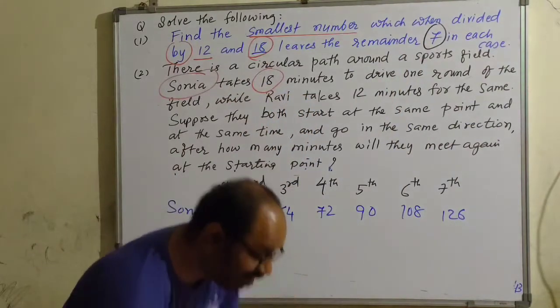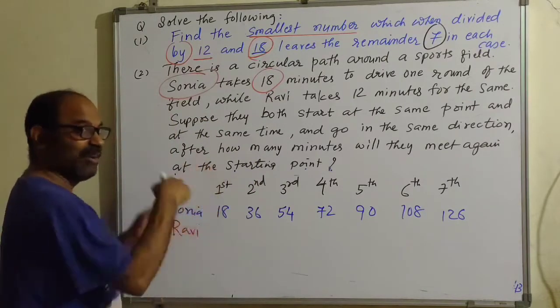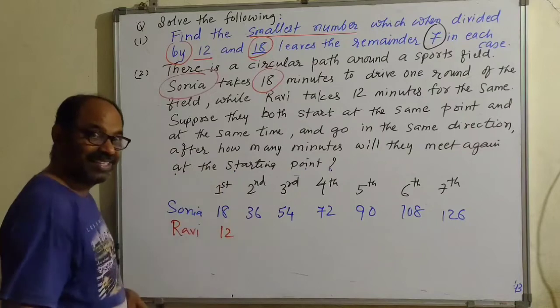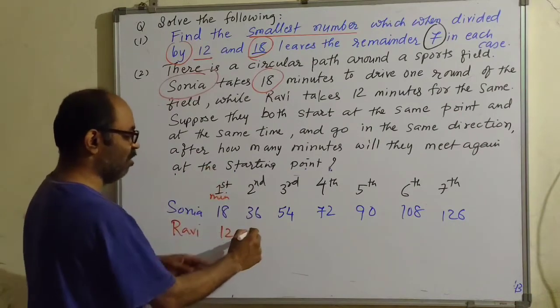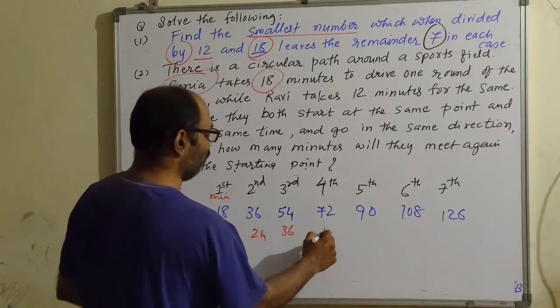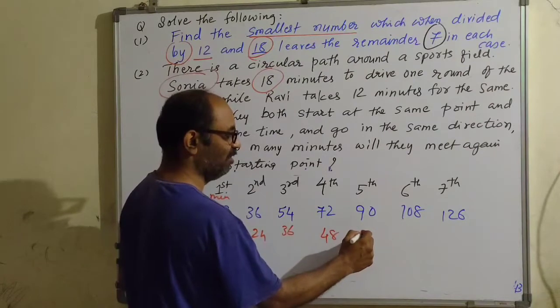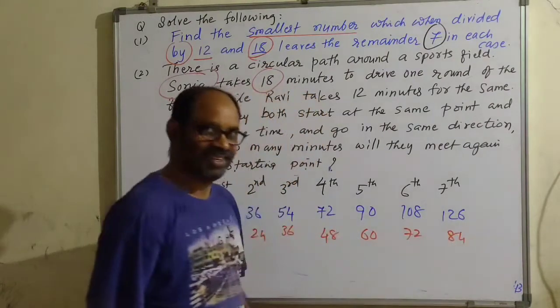All right. Now let's find Ravi. When he completes the first round, it takes 12 minutes. This is minutes, huh? These are minutes. Then second round, 24 minutes. Third round, 36 minutes. Fourth round, 48 minutes. Fifth round, 60 minutes. Then 72. Then 84. Correct?